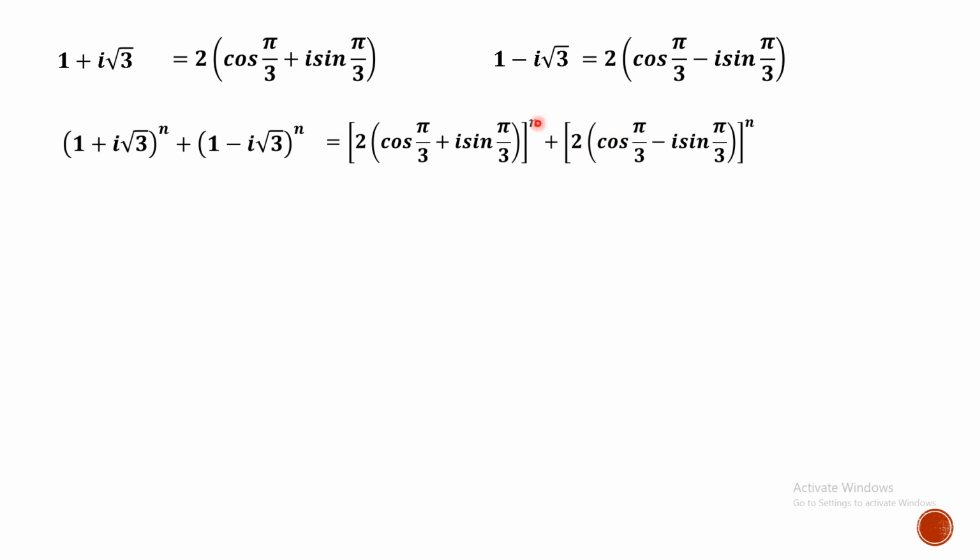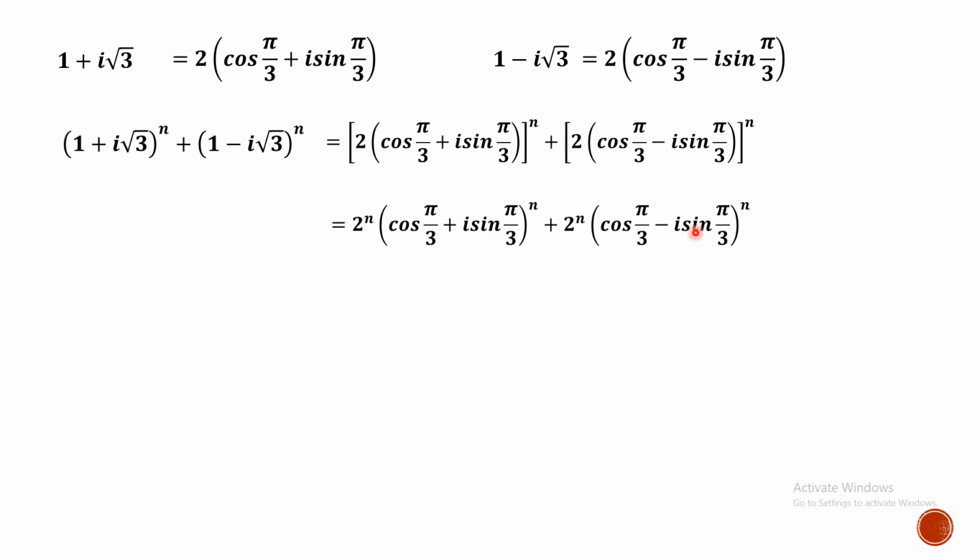Now this power n is for this 2 as well as for this bracket. The same way here also. So our next step will be 2 power n into cos pi by 3 plus i sin pi by 3 the whole power n, plus 2 power n into cos pi by 3 minus i sin pi by 3 the whole power n. Now we can apply De Moivre's theorem, because to apply it, in the real part we must have cos and in the imaginary part we must have sine. Here also we have the same. Moreover, the angles should be equal to one another. Here pi by 3 is equal to pi by 3. So we can apply De Moivre's theorem to this.